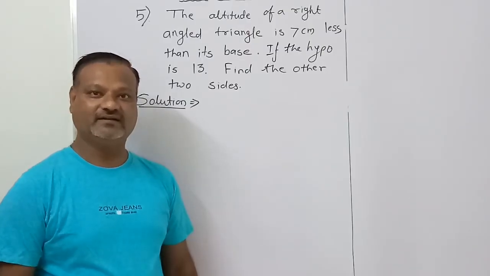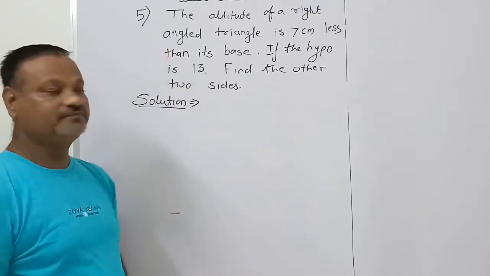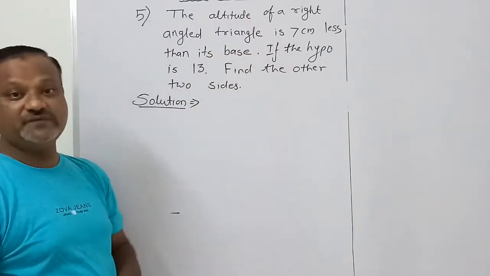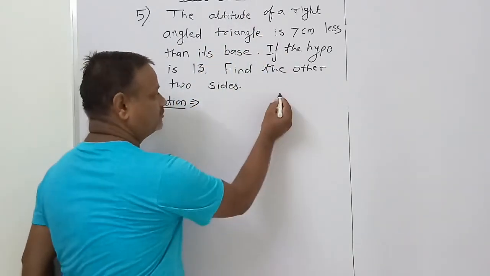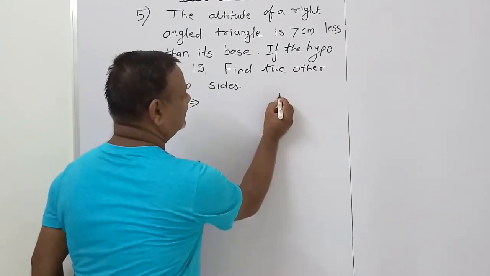Okay. Now the next question, question number 5. The altitude of a right angle triangle. So first we consider the right angle triangle. So this is your right angle triangle. We draw here one right angle triangle.